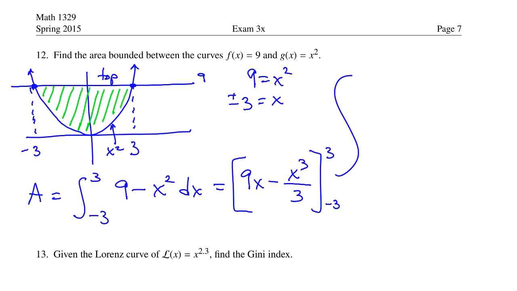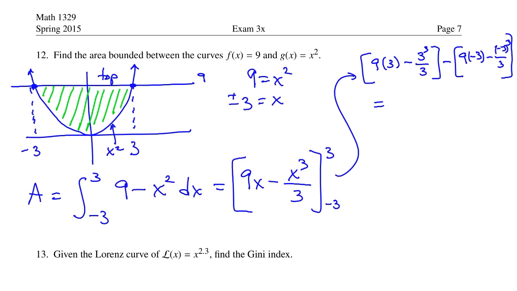And let me do that up here. So that's going to be 9 times 3 minus 3 cubed over 3, minus 9 times -3 minus -3 cubed over 3. And together that's equal to 36.